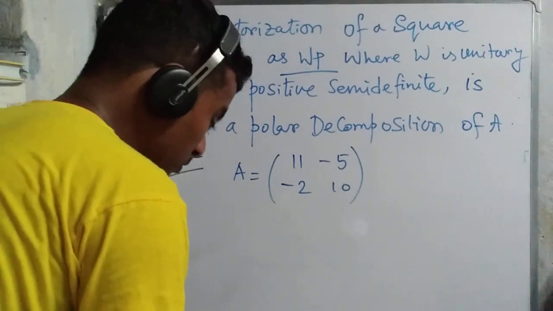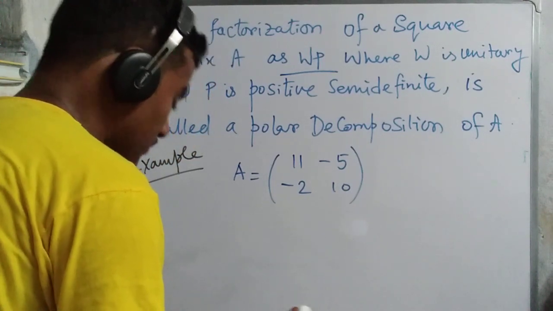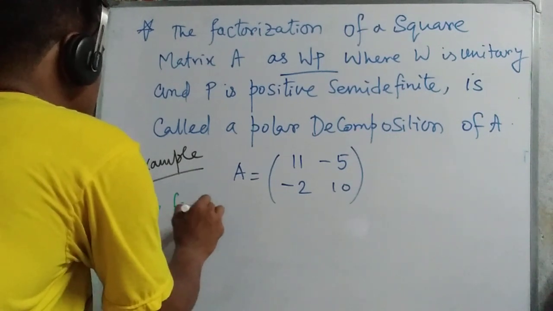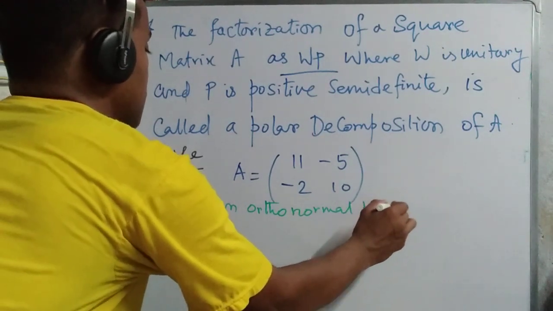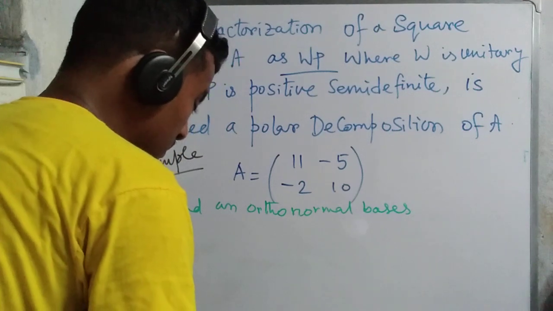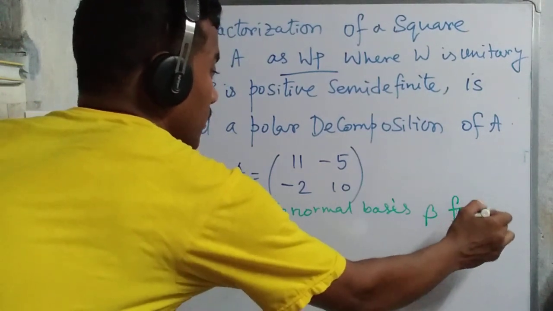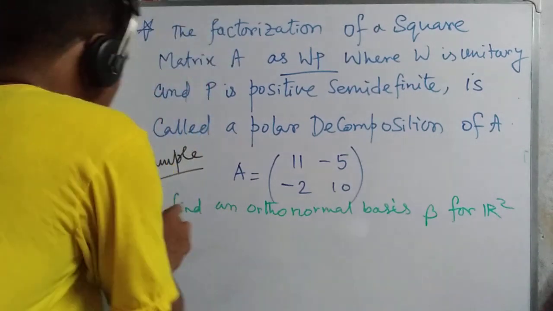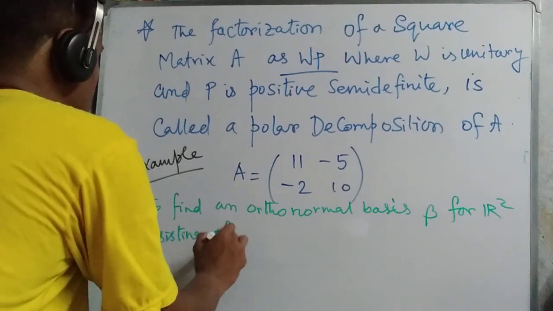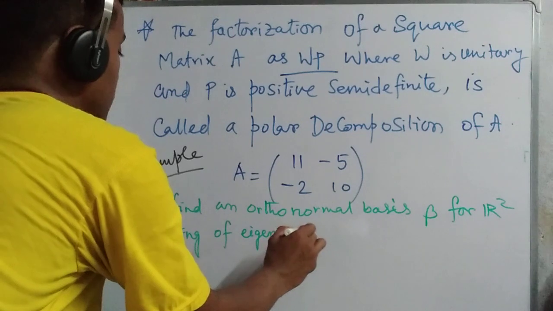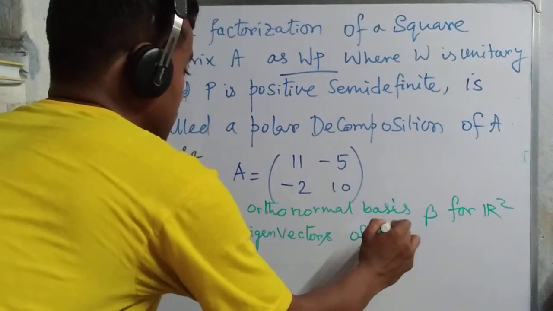Okay, then we find an orthonormal basis beta for R square, consisting of eigenvectors of A star A.